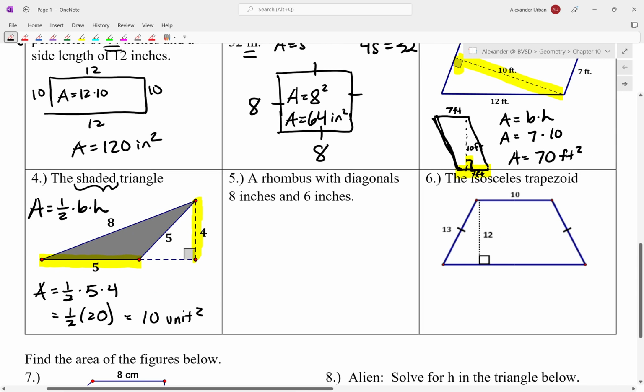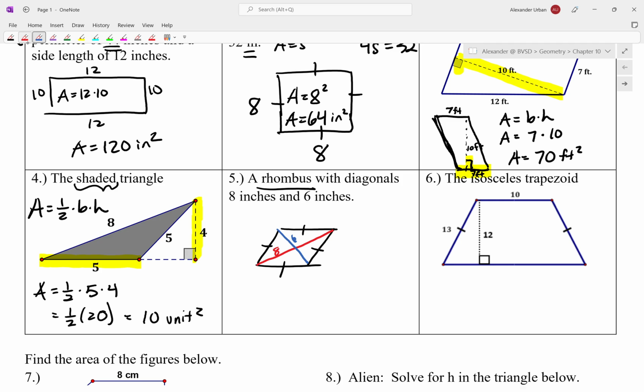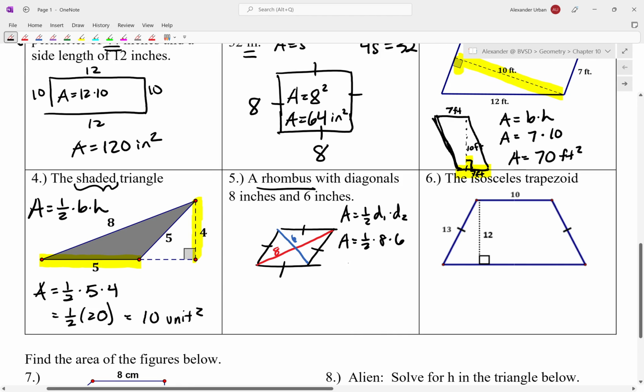Number 5, we have a rhombus, so I'm going to draw a rhombus. Rhombuses share the same sides. So all the sides are the same. Now that doesn't matter because we are going to use our diagonals. And our first diagonal is 8, while our second diagonal is 6. The area formula for a rhombus that's given to us is 1/2 diagonal 1 times diagonal 2. So if I rewrite this, this is 1/2 times 8 times 6. You can take half of 8. That's 4 times 6. The area is 24. Finished. Oh, and this is in inches, so we can't forget this. Inches squared. Done.